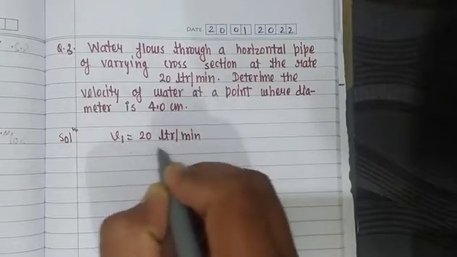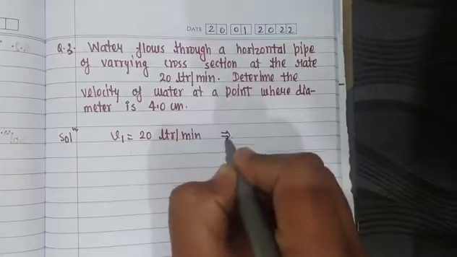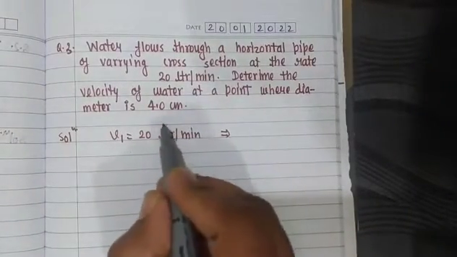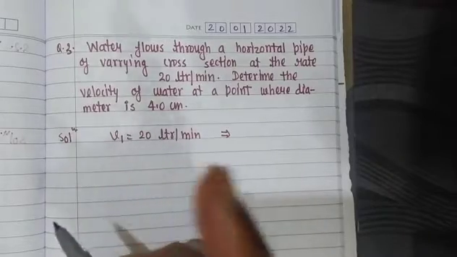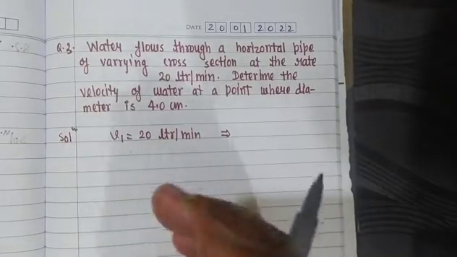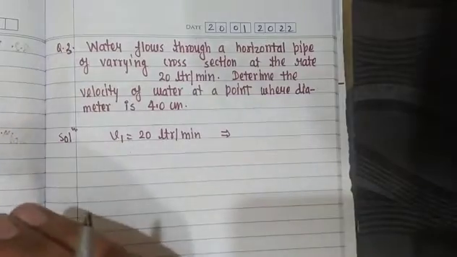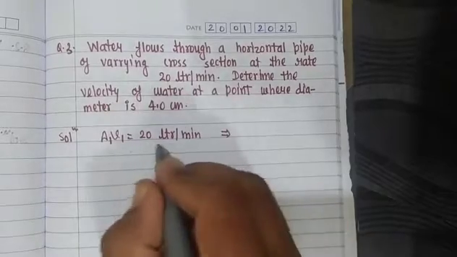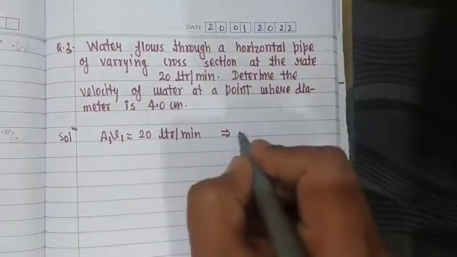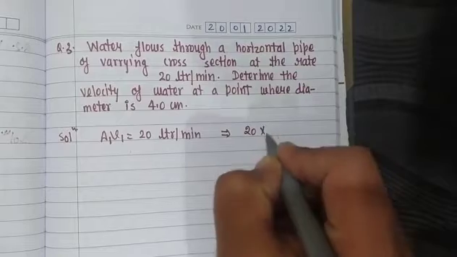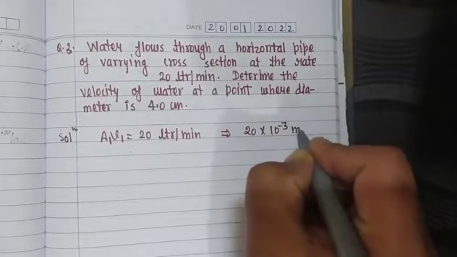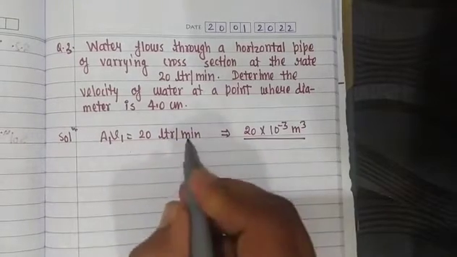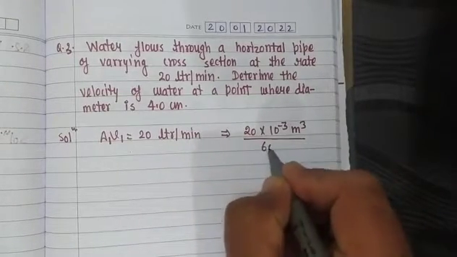So we can convert it into the meter cube. Basically this is the 20 liter per minute. So this is the volume. So volume will be area multiplied by the velocity, or the area multiplied by the liquid getting inside in unit time. So it will be A1 V1. So 20 liter per minute will be 20 into 10 raised to the power minus 3 meter cube over, this is the minute, so it will be 60 seconds.